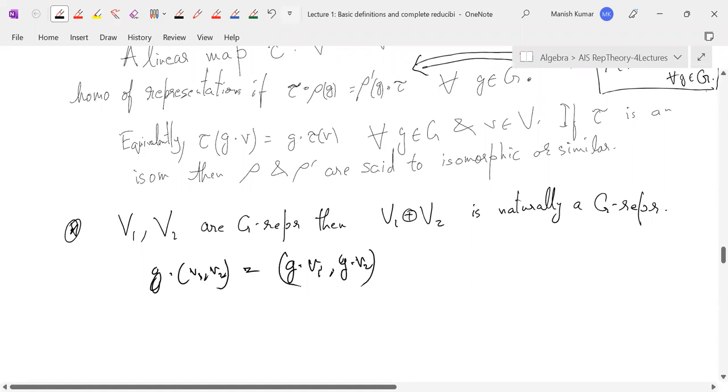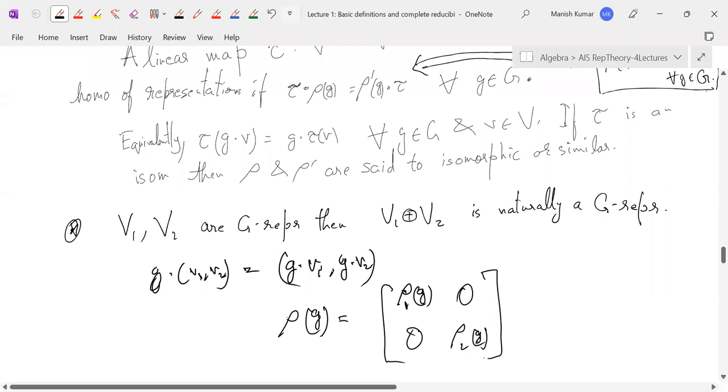so in terms of rho, if you think in terms of matrices, what I was trying to say is this is rho1(g), where rho1 is the homomorphism from G to GL(V1), and rho2(g), and then the off diagonals are zero. Yeah, so this is how a direct sum of two representations looks.